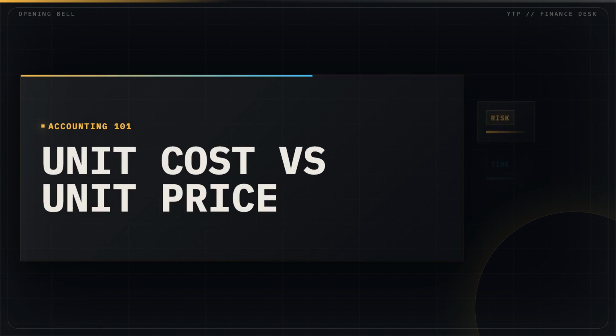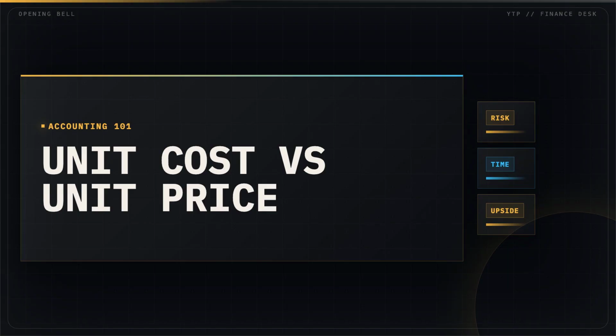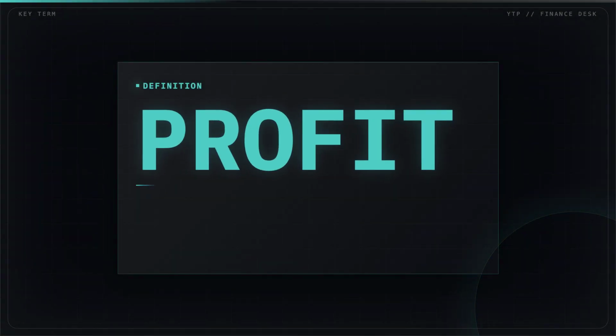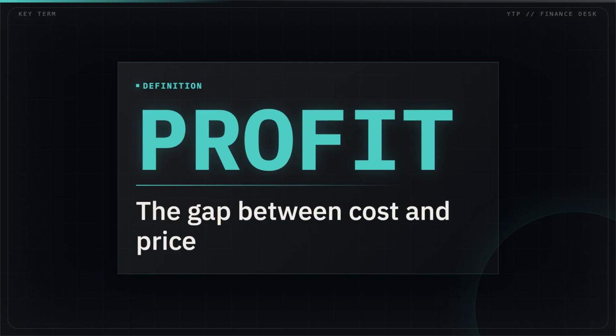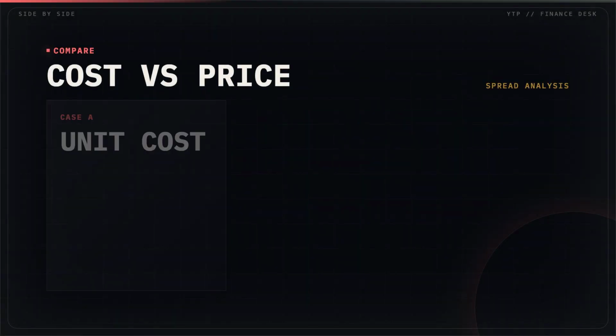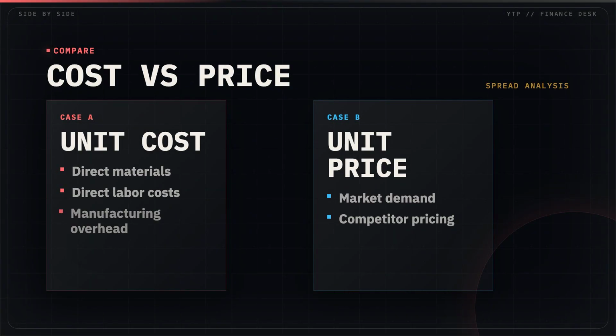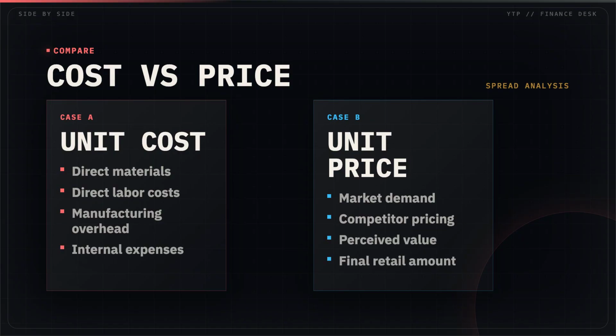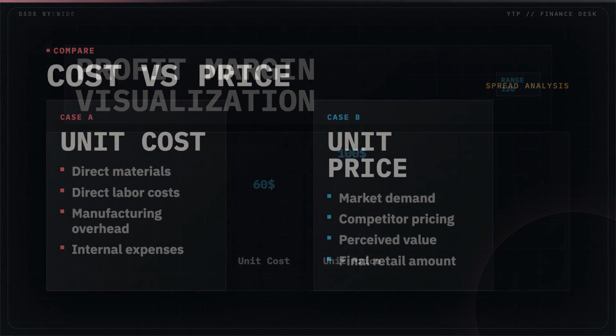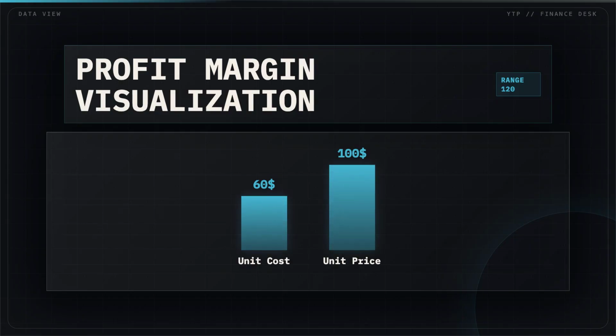In business, knowing the difference between what you spend to make something and what you sell it for is the key to profitability. Profit isn't just about revenue, it is the simple math of unit price minus unit cost. Unit cost is what leaves your pocket to create the item, while unit price is what enters your pocket when a customer buys it.